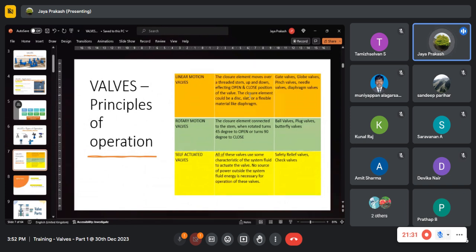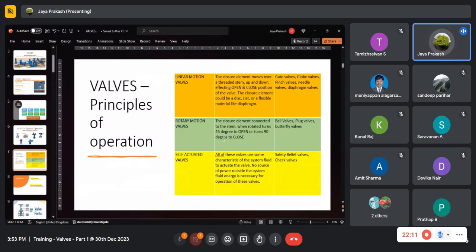The stem is connected to the closing element, and when the stem is rotated, either by hand wheel, motor, or any other actuator, it will act upon the disc, and the disc will go up or down based on the rotating direction. So mainly gate valves, globe valves, pinch valves, needle valves, and diaphragm valves will have this type of setup. These are linear motion valves.